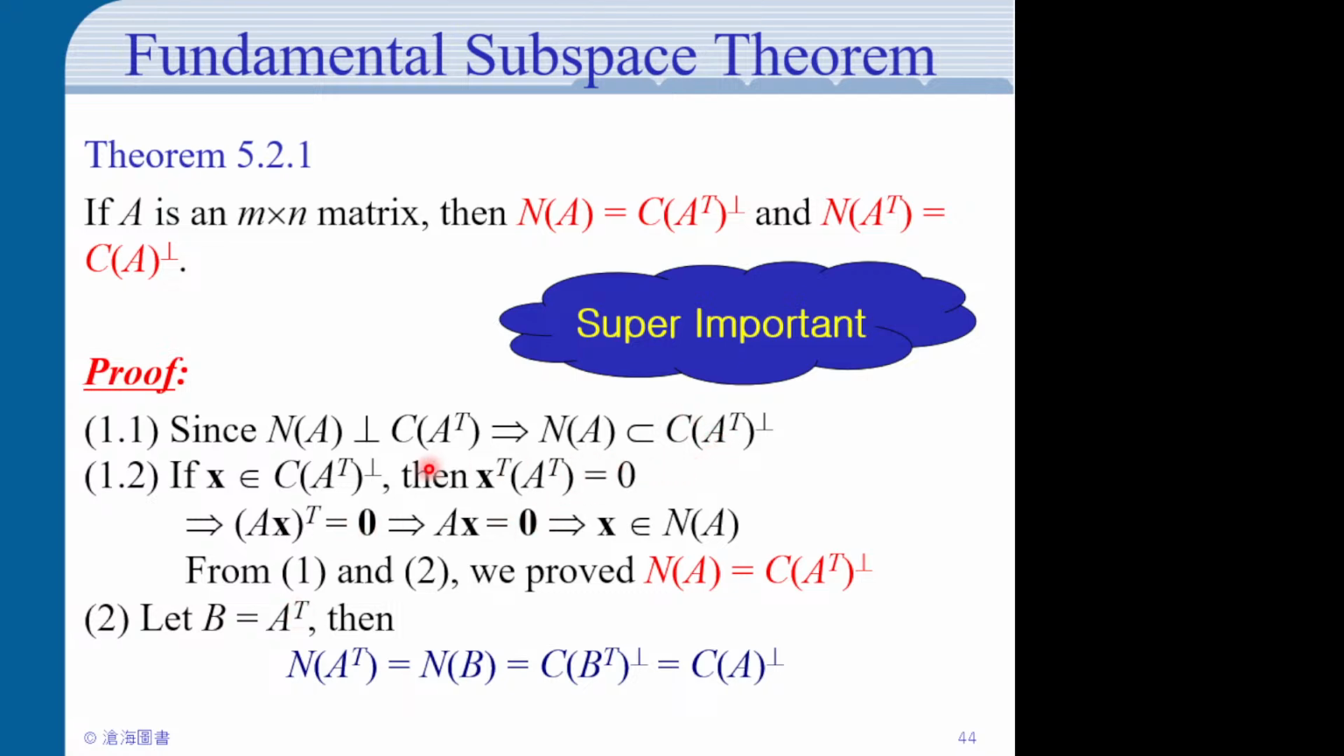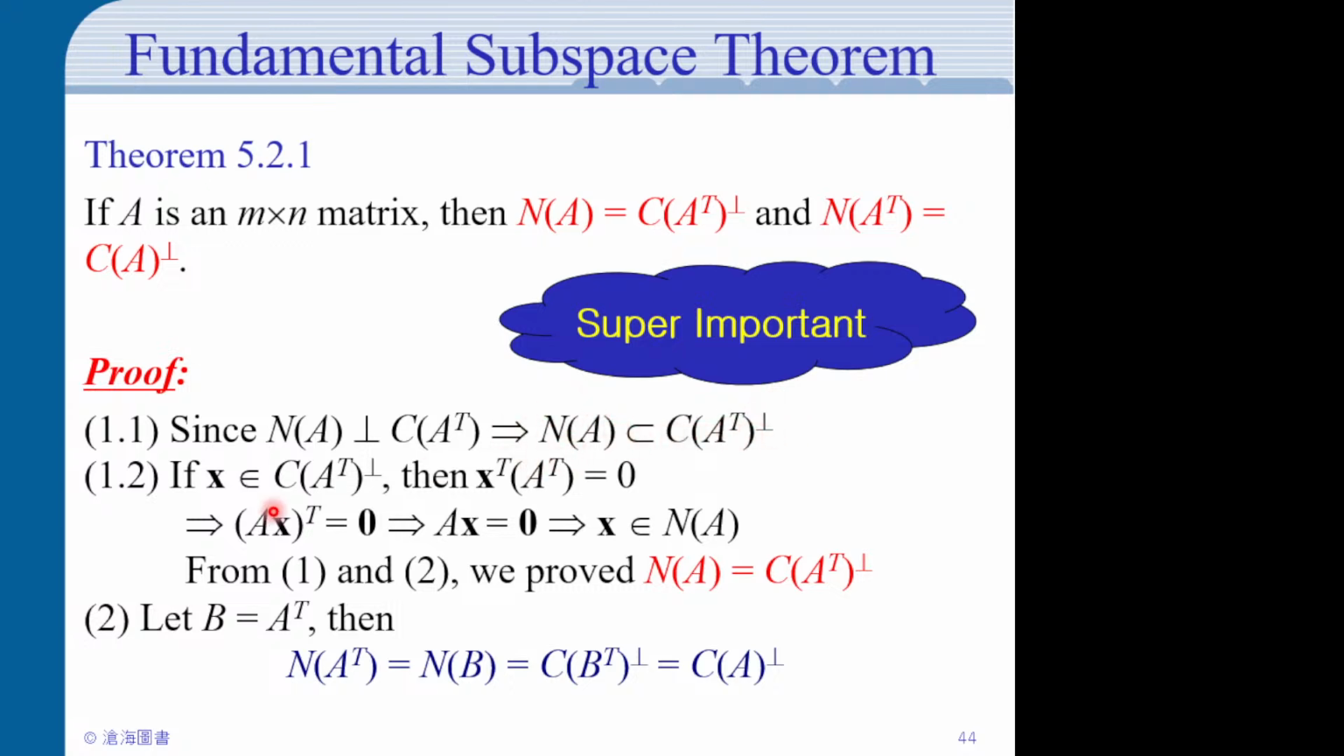We know this thing, and then that means that the null space of A is inside the orthogonal complement of the column space of A transpose, because the orthogonal complement is everything that's orthogonal to it. Okay. And then we need to prove the other direction, right? We need to prove that everything inside this C of A transpose perp is inside N of A.